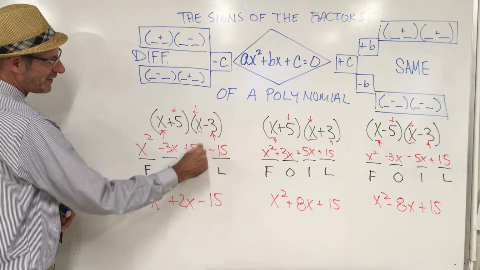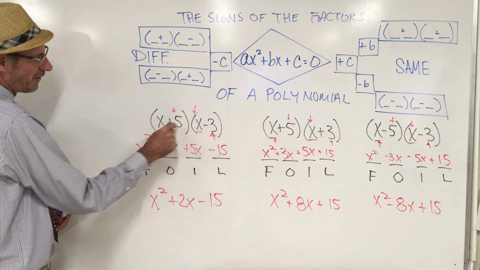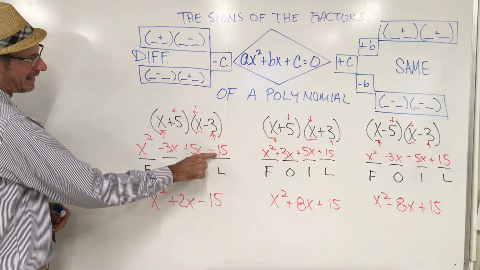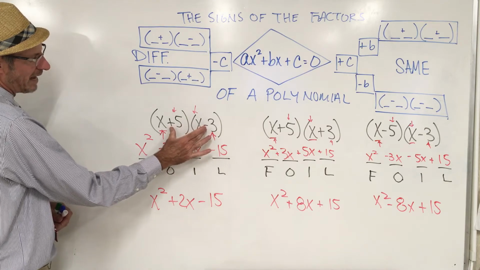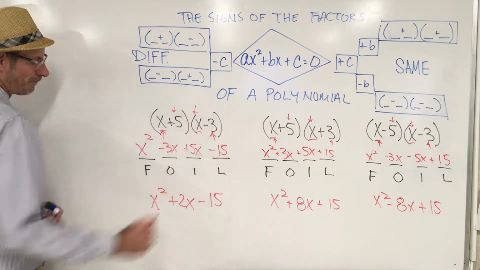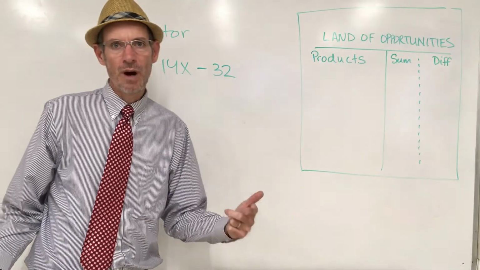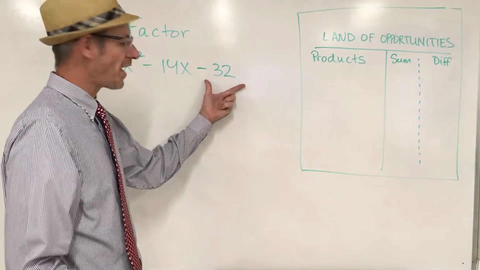But if you have a negative C value, your signs have to be different because the only way to multiply and get a negative number is to multiply things that have two different signs. All right, so I wanted to do one factoring problem where the C value was bigger.